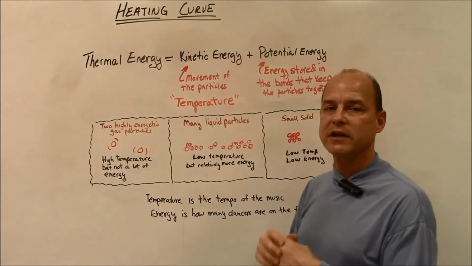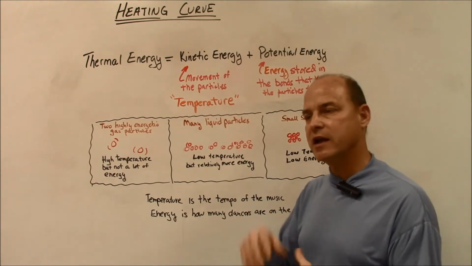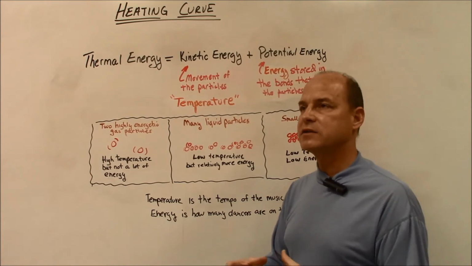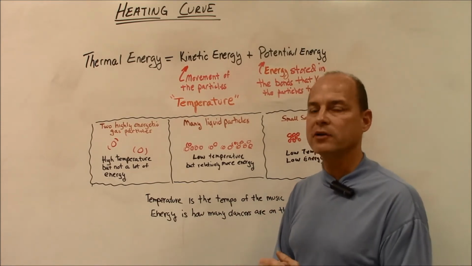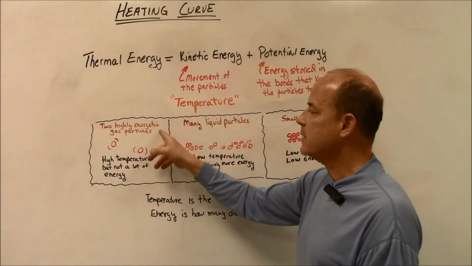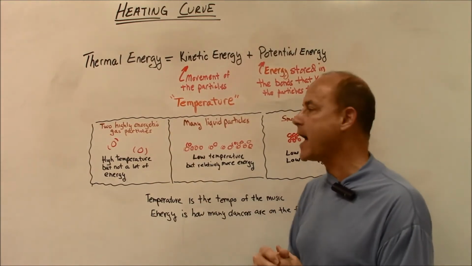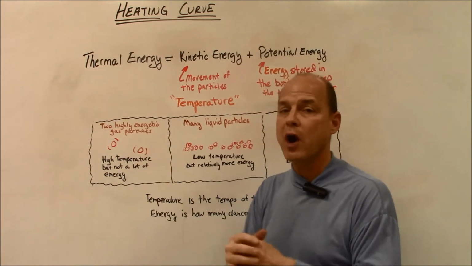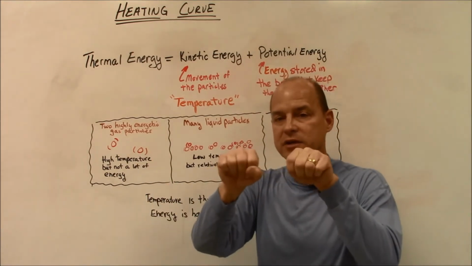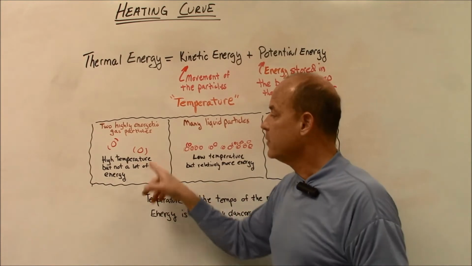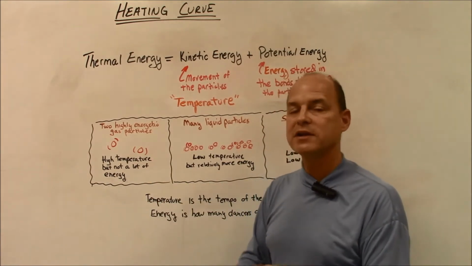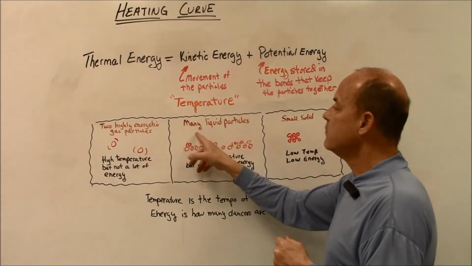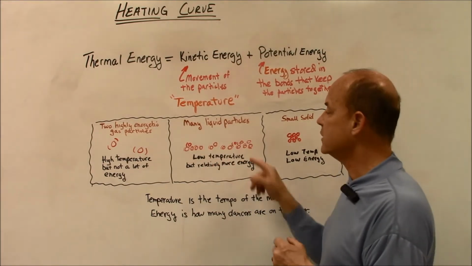Let's talk about the temperature. I think that's an easier thing to kind of get our head around. I mentioned that it's how fast the particles are moving. Take, for example, two highly energetic gas particles. Now they're moving and they're bouncing around all over the place, but there's only two particles. There's not a lot of energy bound keeping them together, but yet their temperature is high because they're moving very quickly.